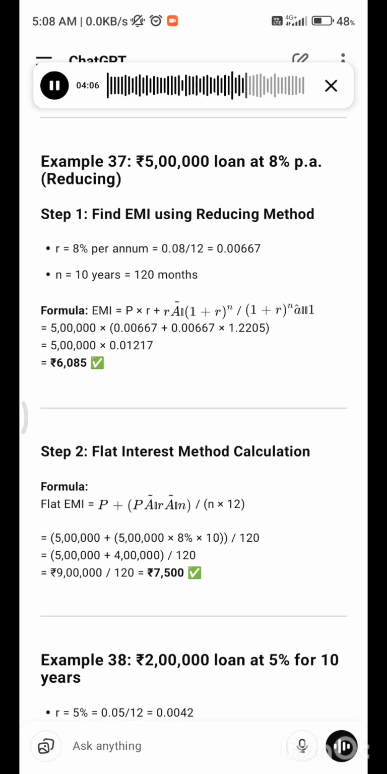Step 2: flat interest method calculation. Formula: flat EMI equals (P plus P times R times N) divided by the number of months. That is 5,000 plus 5,000 times 8% times 10, divided by 120, which equals 5,000 plus 4,000, so 9,000 divided by 120 equals 75.